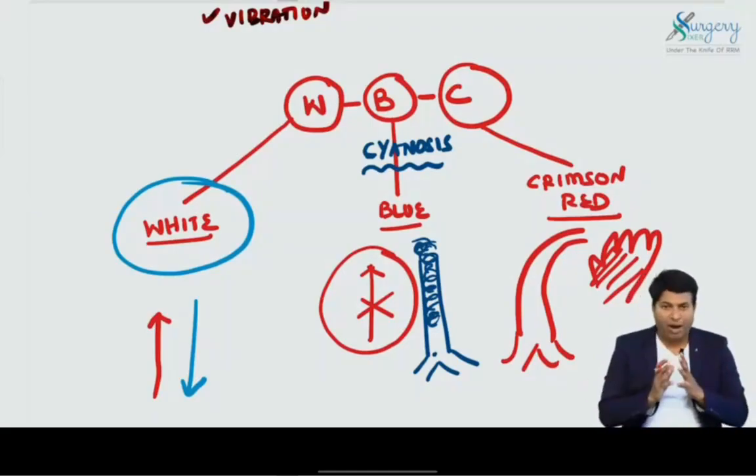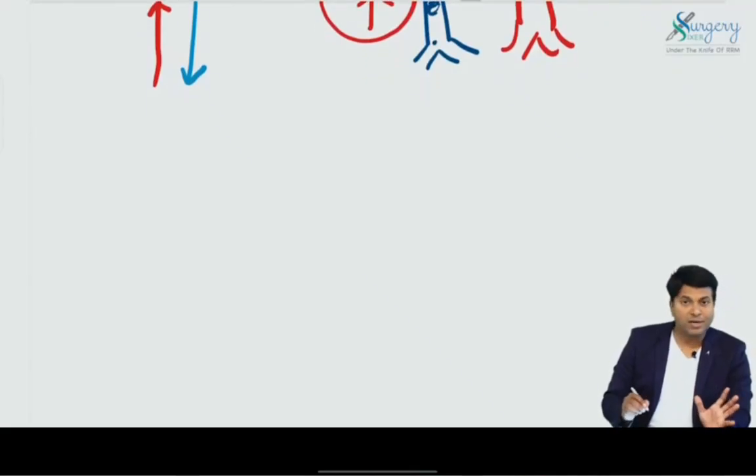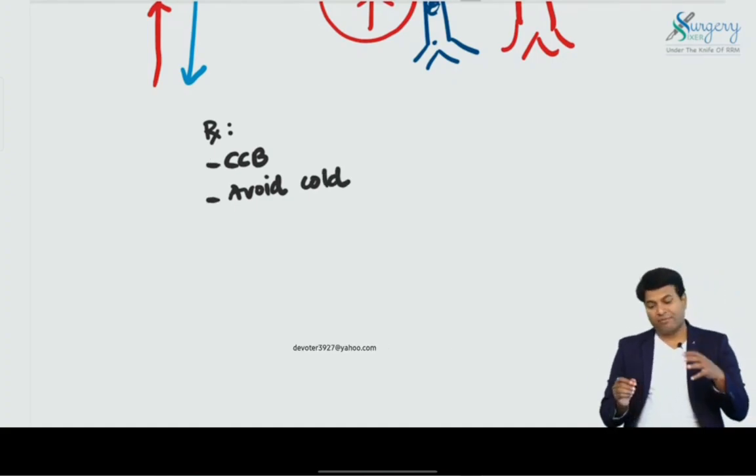All are opened up. Artery, venules, everything is opened up. It is crimson red. This phenomenon is very rare in India. We don't see this type of case in India. Just for completion, this is Raynaud's phenomenon, and the treatment is calcium channel blockers. Avoid cold. Calcium channel blockers like nifedipine may be given, though not much beneficial.